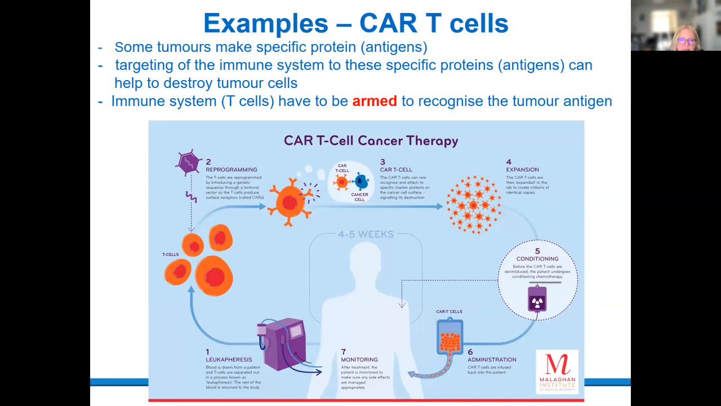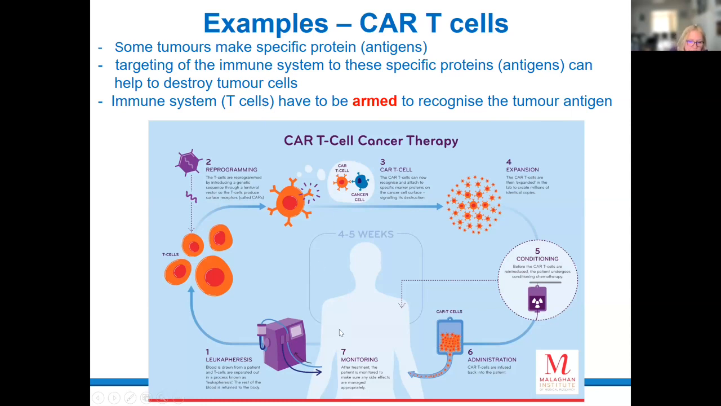An example here are CAR T cells that you might have heard of. And this is a gene therapy that was developed for cancers. And what you need to know is that some tumors make very specific proteins, which are called antigens. And these specific antigens are only or largely only present on the tumor cells. So what we're doing with these therapies is we're taking immune cells and we arm these immune cells to specifically recognize the tumor antigens, and then these immune cells or T cells kill the tumor cells.